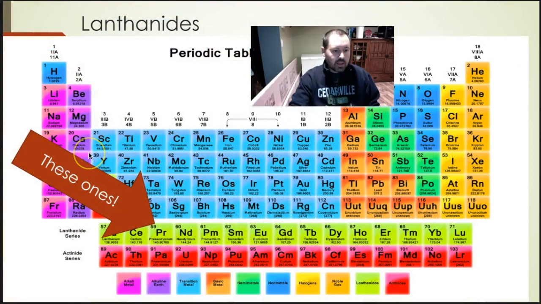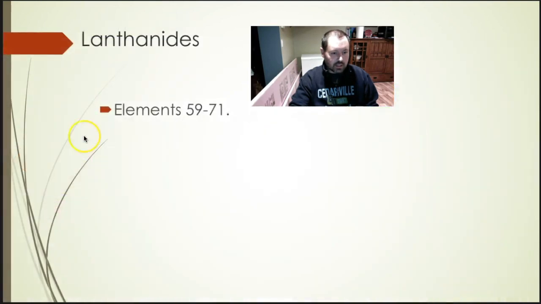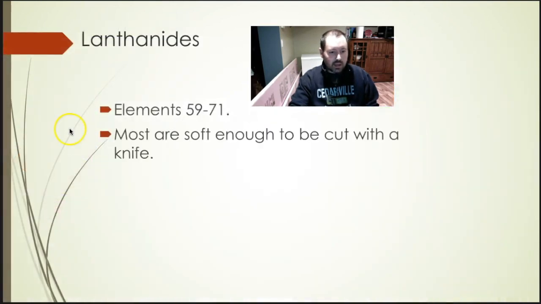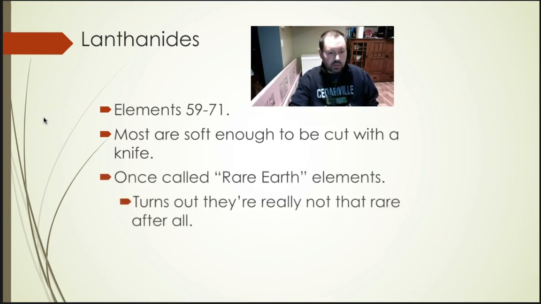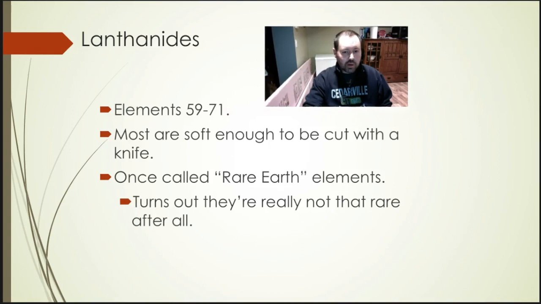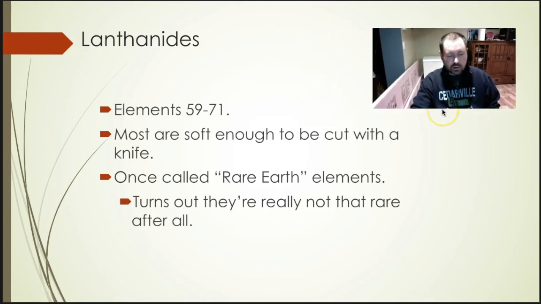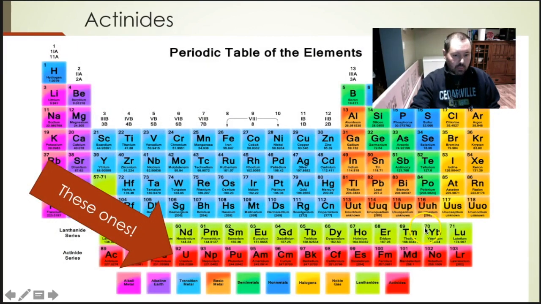They're just for fun. And lastly, we need to talk about the lanthanide and the actinide series. There's not a whole lot to say about the lanthanide series, except its elements 59 through 71. They're soft. They can be cut with a knife, and they used to be called rare earth elements, but they're actually not that rare at all. People thought they were rare. Turns out they're really not that rare. So just as a quick reminder, the lanthanides are the top ones right here.